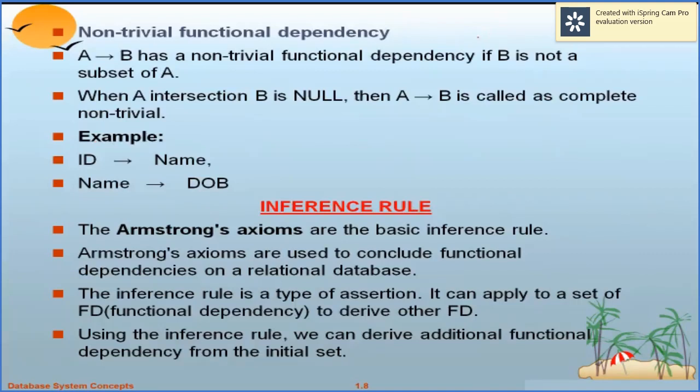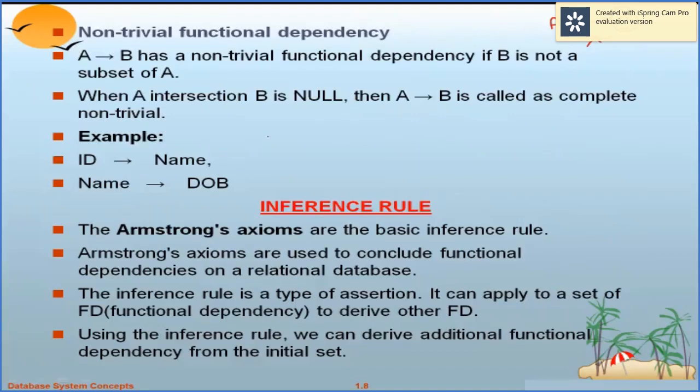What is that? If I have A tends to B, in that case, this particular B is not a subset of A. B is not a subset of A. If it's a subset of A, then it is called trivial. If it is not a subset of A, then that is said to be a non-trivial functional dependency.